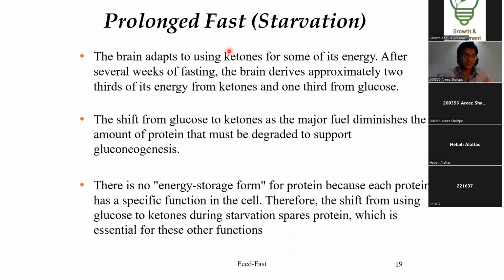The brain adapts to using ketones for some of its energy after several weeks of fasting. The shift from glucose to ketones spares the glucose for the red blood cell. Also, because you now don't need as much glucose, this spares protein breakdown, because you're breaking down a lot of protein, right? Because you're generating a lot of amino acids, which generates alanine for gluconeogenesis. So in fasting, you're generating a lot of protein breakdown, which gives rise to muscle wasting. This shift in the brain's metabolism from glucose to ketones will also spare some of that muscle breakdown.